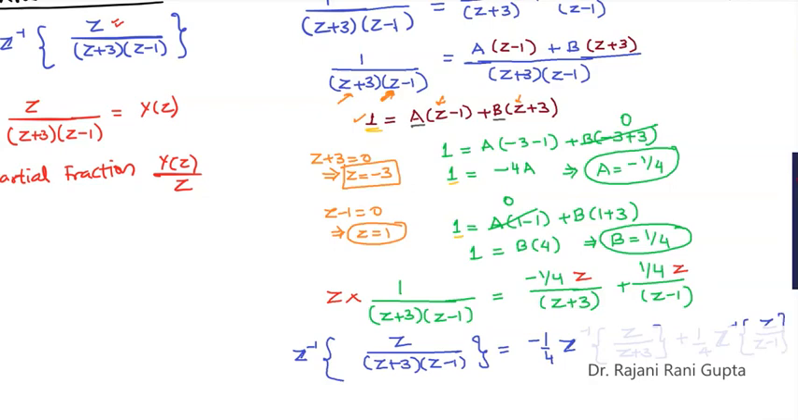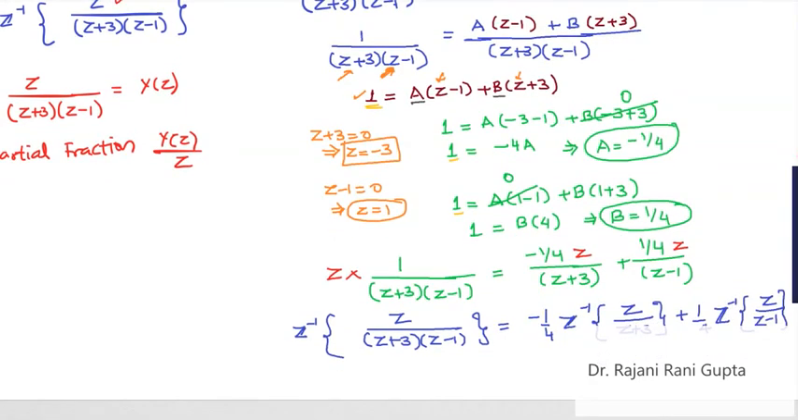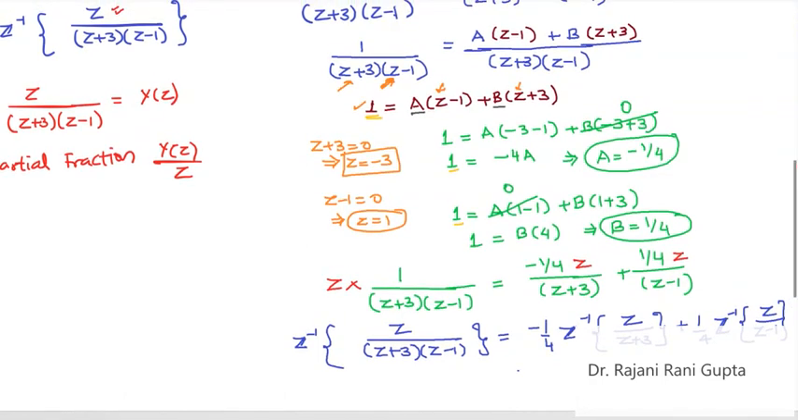Now we use the rule of inverse z transform for this. What it will give you: minus 1 over 4 times minus 3 to the power k, plus 1 over 4 times the inverse z transform of z over z minus 1, which is 1. And hence we got the inverse z transform.